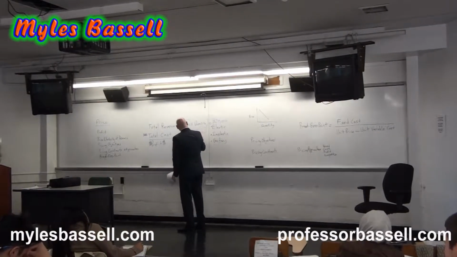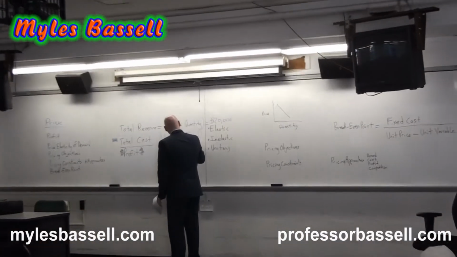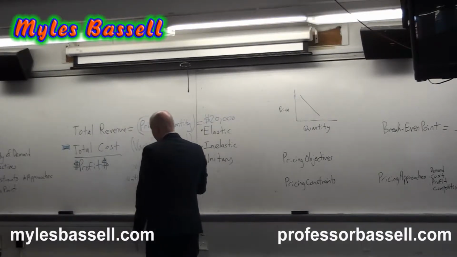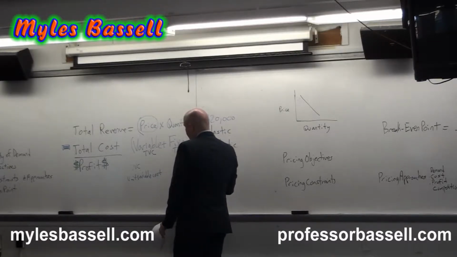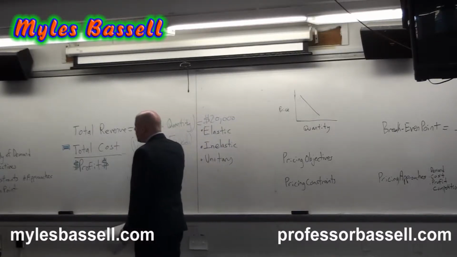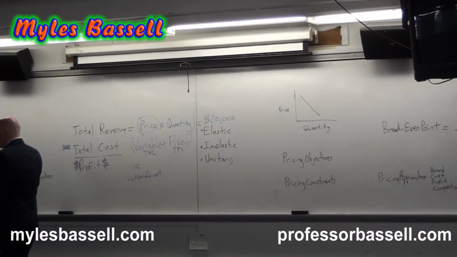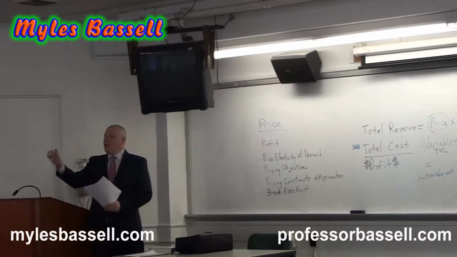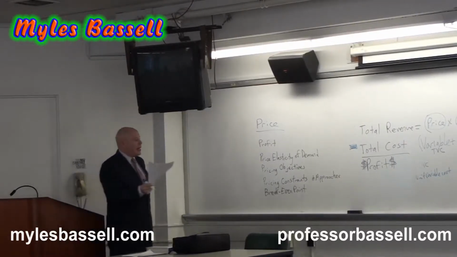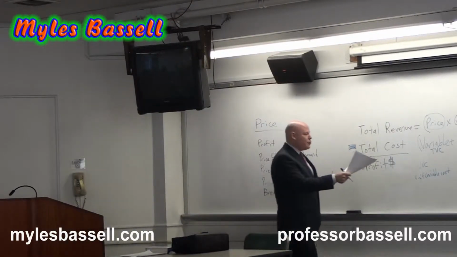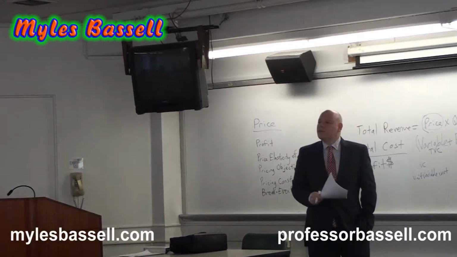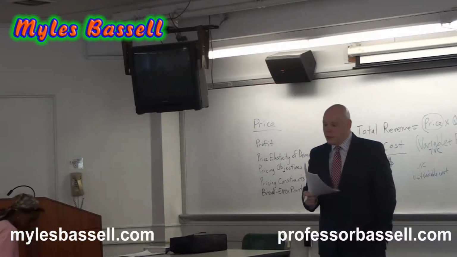What we have here is total fixed cost and total variable cost. So we're not talking about the unit variable cost. If we didn't know what the total variable cost is, the way that we would find that out is by multiplying the quantity times the unit variable cost. Question? No?